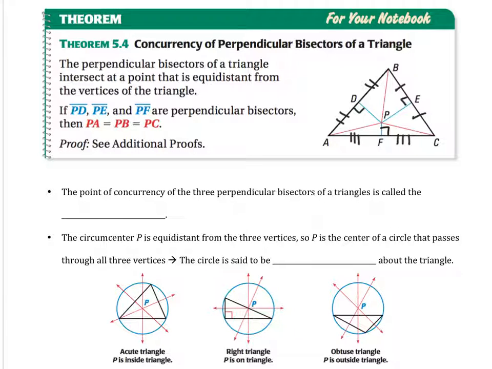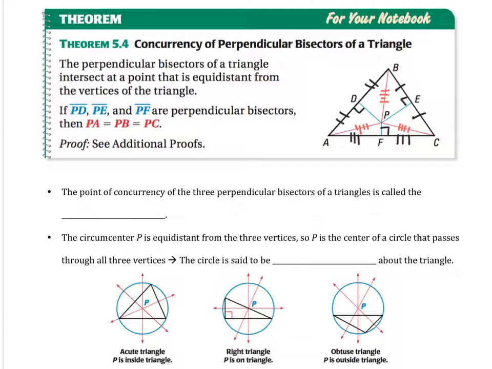So if we have those blue perpendicular bisectors, then PA is equal to PB, which is equal to PC. So all of the red segments are congruent. So where the perpendicular bisectors intersect, that point of concurrency, from that point, it is equidistant to the vertices of the triangle. So that means that this segment is congruent to this segment, which is congruent to this segment.